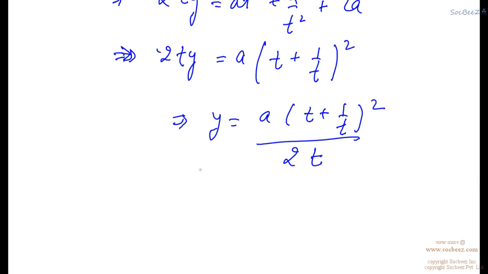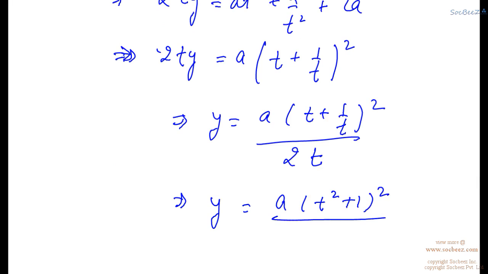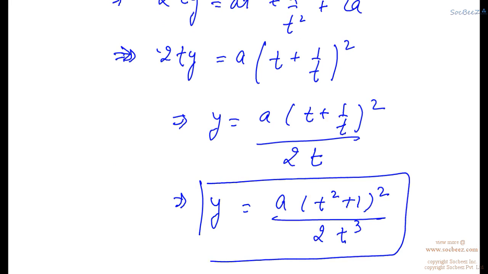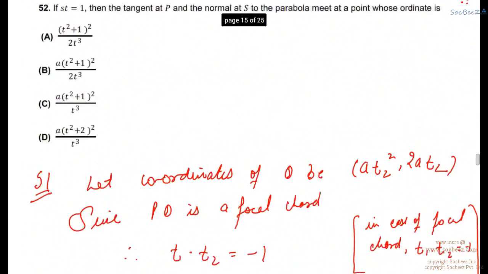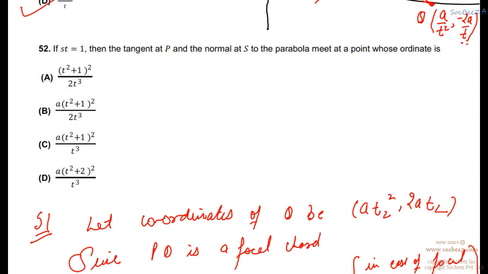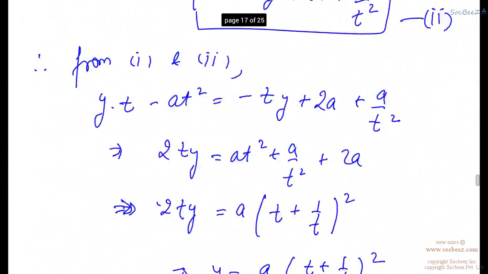Okay, so we can write y equals a(t² + 1)² upon 2t³. So this is the ordinate of that particular point. So the correct option here in this case is option B.